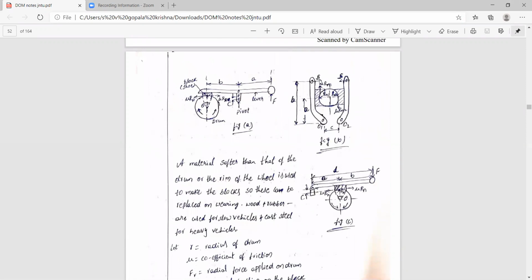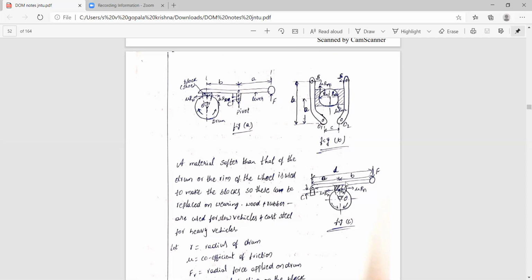S is there, and mu Rn1 is the frictional force, Rn1 is the normal reaction, and O1 is the fulcrum. Similarly on the other side, O2 is there, S is there, mu Rn2 is there, and Rn2 is the normal reaction. The distance from the normal reaction to the fulcrum is A, the distance from the fulcrum to the applied force is B, and the distance between the fulcrums O1 and O2 is C. These are the distances available in our system.